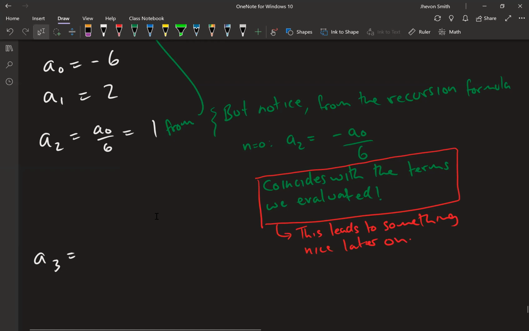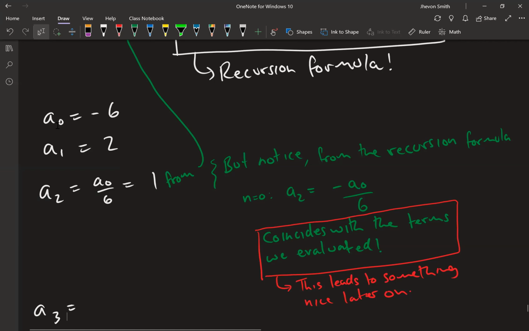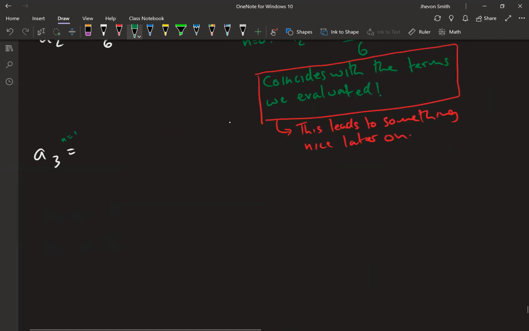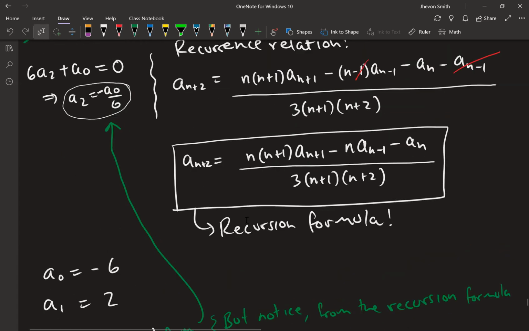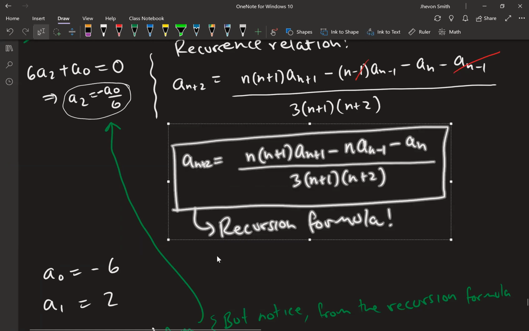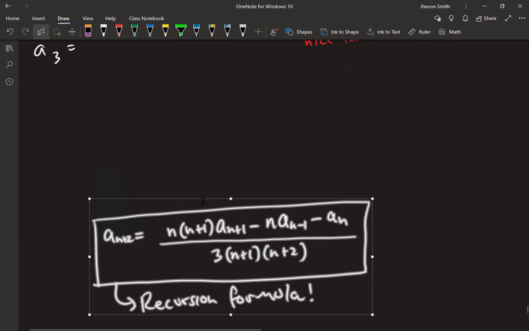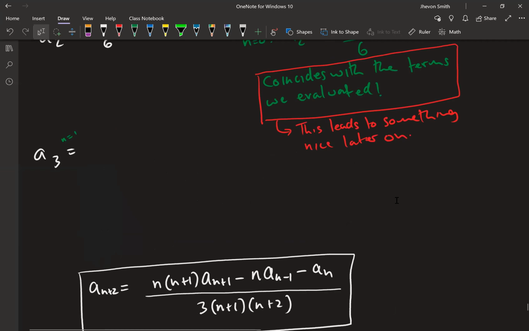So here I need the A3 term, for the first four non-zero terms, because here I have 1, 2, 3, 4. I need 4 terms. So here I'd plug in n equals 1. Okay, so I'm plugging in n equals 1 into that formula. This would give me 2A2 minus A0 minus A1, all over, if I plug in n equals 1, 3 times 2 times 3. Okay, so that's what I would get.